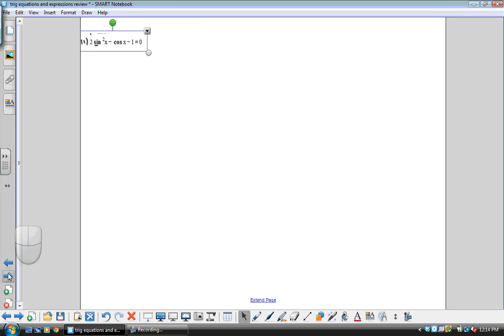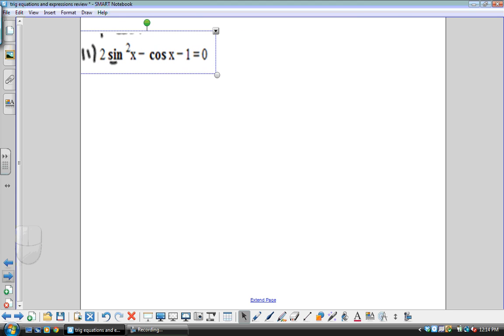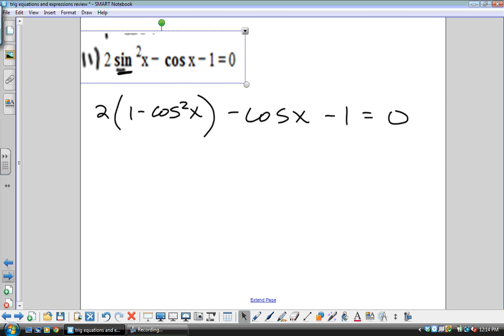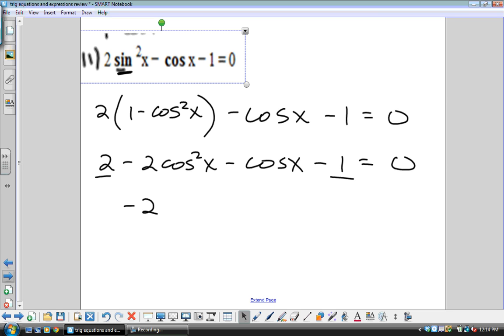Okay, on 17, again, we're going to use the same similar strategy here by using a Pythagorean identity to make a substitution right there. So for sine squared x, we can write that as 1 minus cosine squared x. And I'll just take the 2 in front there and just distribute it through. So now if I multiply by 2 there, we're going to get 2 minus 2 cosine squared x. And bring down the rest. Okay, we'll put together my like terms here. 2 minus 1 is just going to give me 1.